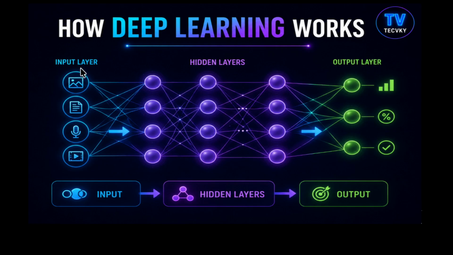The process begins with the input layer, which receives raw data. This data could be an image, a piece of text, an audio recording, or even a video. Next, the data moves through the one or more hidden layers. This is where most of the learning happens. Each hidden layer analyzes the information and extracts useful features.